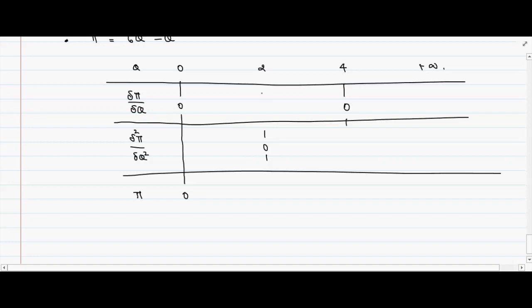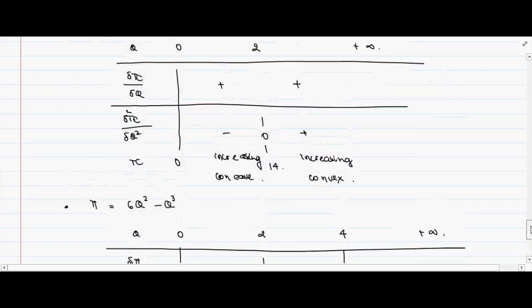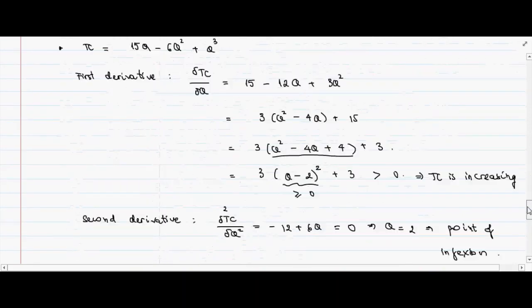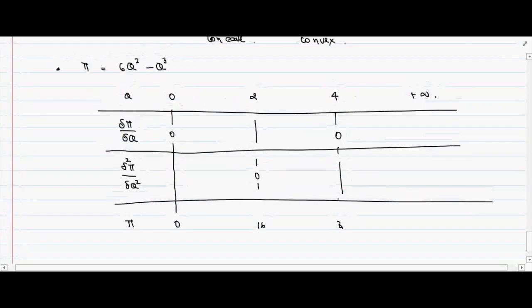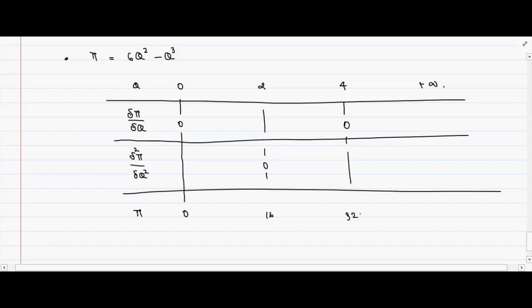When quantity equal to 2, what is the profit? If you substitute quantity equal to 2 back into the profit function, you get 6 times 4 minus 8, and that is 16. And at quantity equal to 4, 6 times 16 minus 4 to the power of 3, and that is 32. So this is the maximum point, this is the minimum point, and this is the point of inflection.